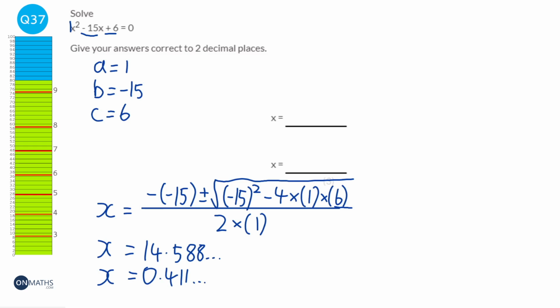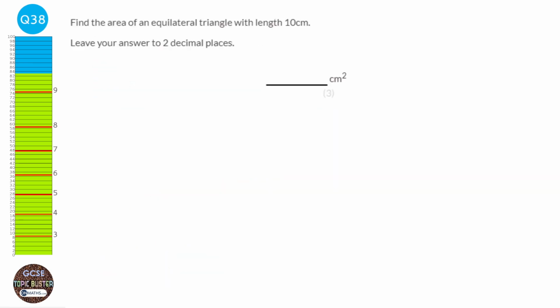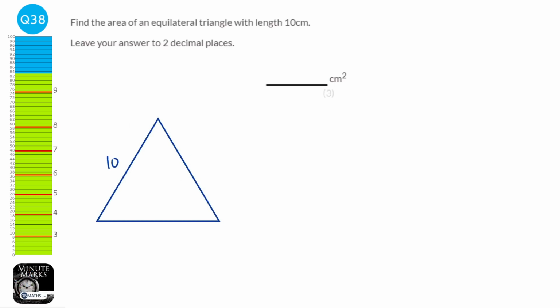So to 2 decimal places our solutions are 14.59 and 0.41. In this question it might be easier just to draw a quick diagram. So let's draw this equilateral triangle, and it says that its lengths are all 10 centimeters, and we're looking to find the area.